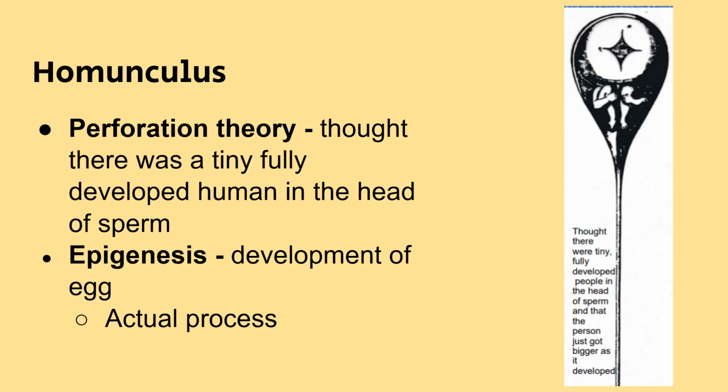So this next slide is actually pretty interesting to think about. Here on the right, we have a picture of a homunculus. This goes based off the preformation theory. Back in the day, they used to think there were tiny humans that were fully developed just in the head of sperm, and that's how development happens. But in reality, we know that's not true. In reality, we have the egg, and that develops, and so epigenesis is the actual process of how development works.